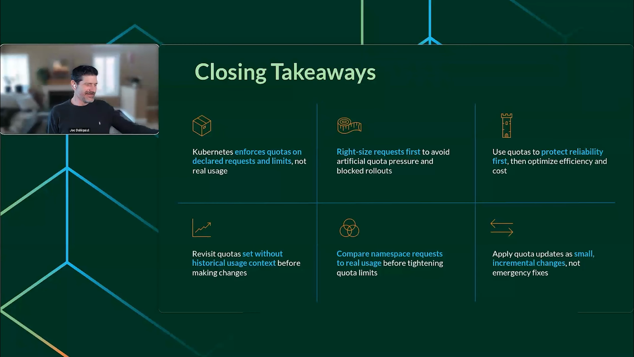Yep. So resource quotas need to be set with historical context, right? Just setting them with a static value doesn't work long term. We need to be able to look at an intelligent amount of usage and apply some level of intelligence to understand what we should be doing. So that's critical with resource quotas. We need to understand namespace requests when it comes to real usage before tightening those quotas.